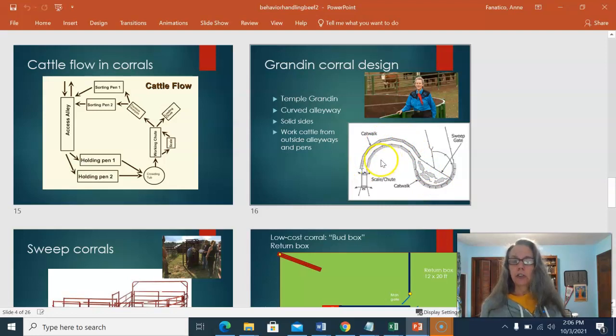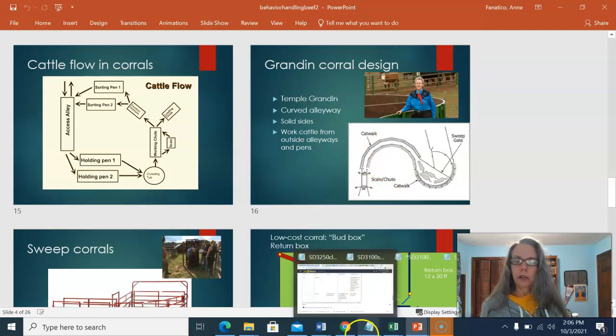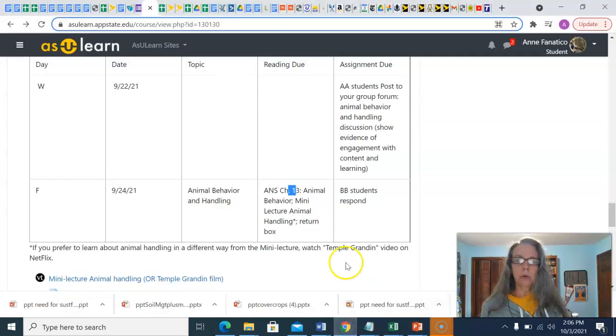And this is an advantage because you can work the animals from outside. With the bud box, you have to be inside with the animals, so there's more opportunity to get hurt. But Temple Grandin built this curved design. It usually costs more to build a curved design. But both of these concepts are wonderful for low stress handling.